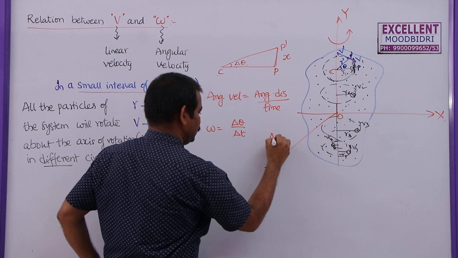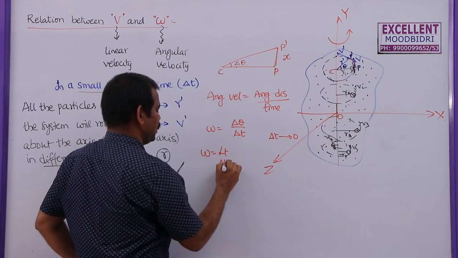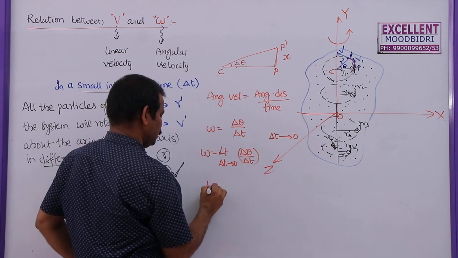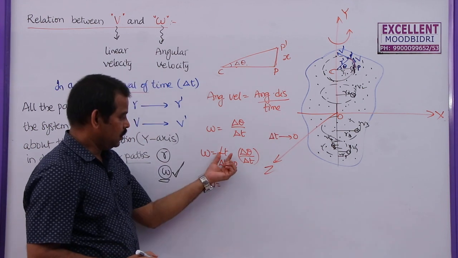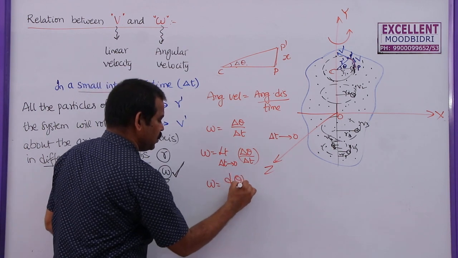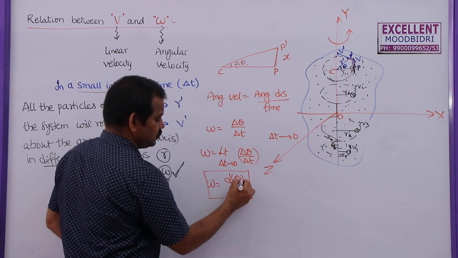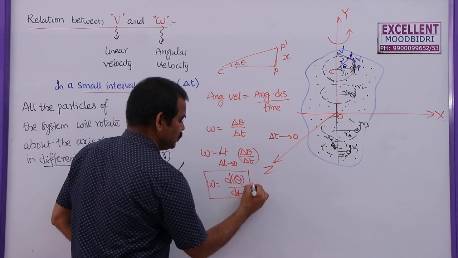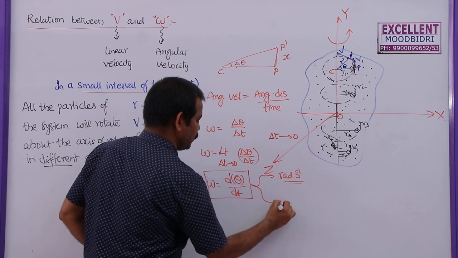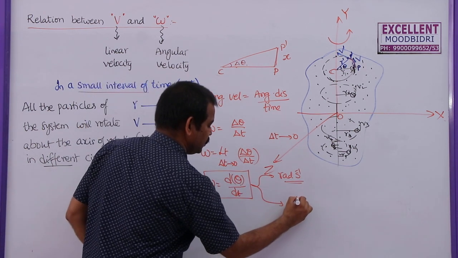If delta t tends to 0, then omega becomes the limit as delta t tends to 0 of delta theta by delta t. If this limit is very near 0, it can be written as the derivative of theta with respect to time. So this is the angular velocity. Theta is in radians and time is in seconds, so the SI unit is radian per second. The angle has no dimensional formula, and time has dimensional formula T, so the dimensional formula is T to the power minus 1.